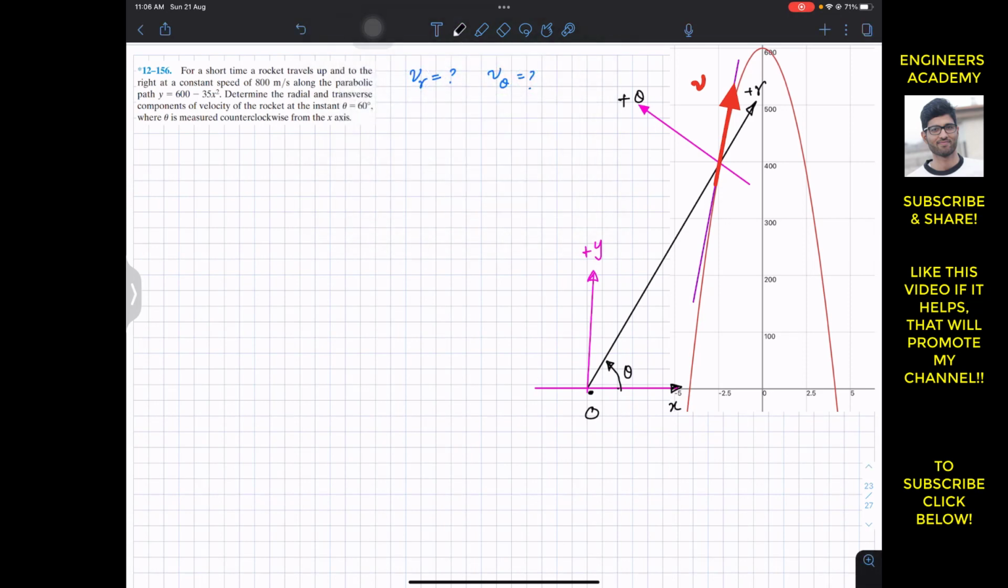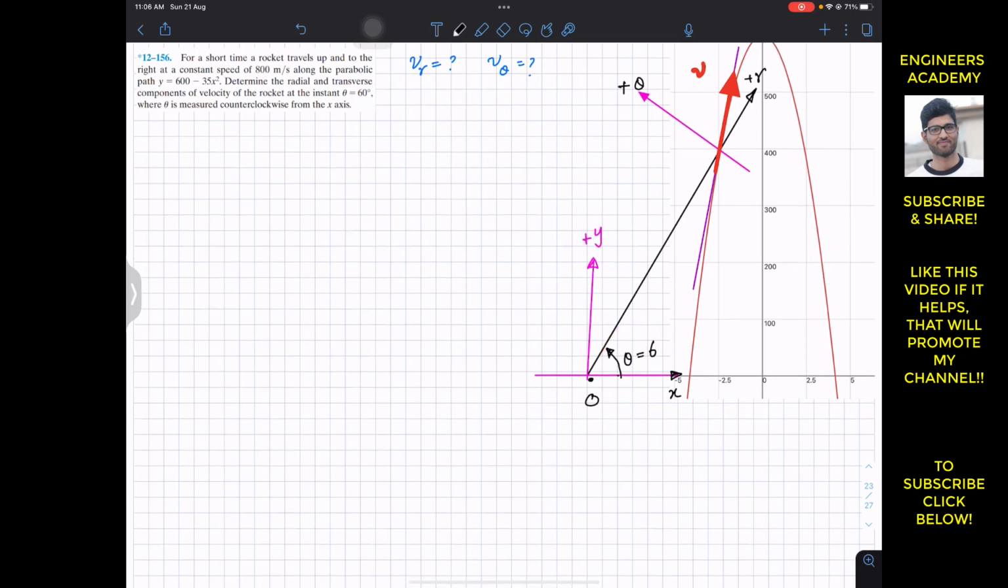Now this theta is given, this theta is 60 degrees. So let me write that this theta is 60 degrees. Now what we need to do is, if we somehow find the angle of this v vector with the radial axis or with this theta axis, then we will be able to resolve this 800 meters per second velocity into its radial and transverse components.